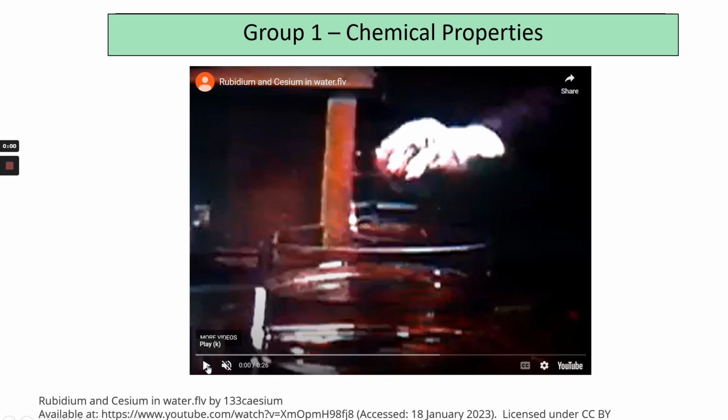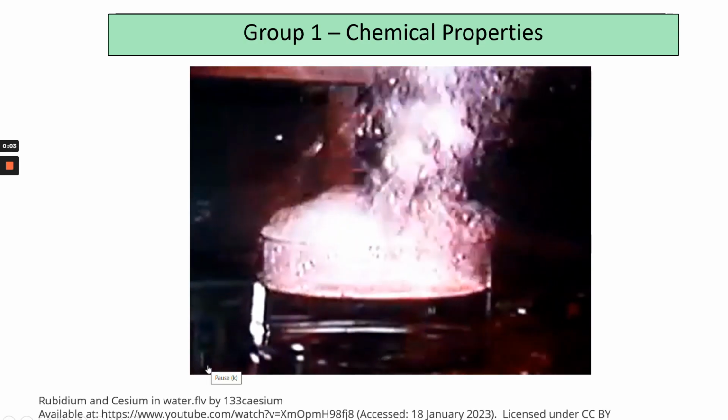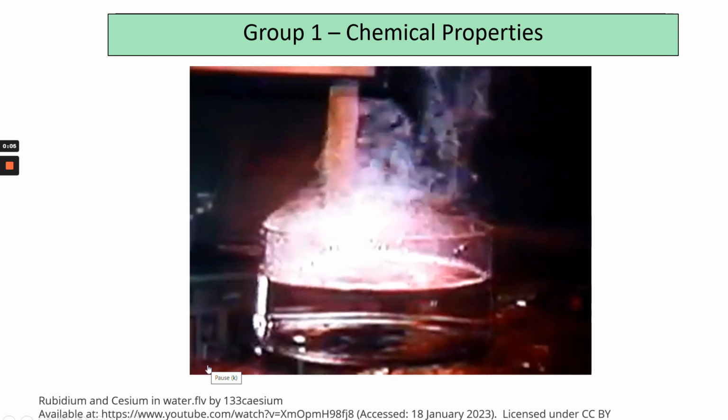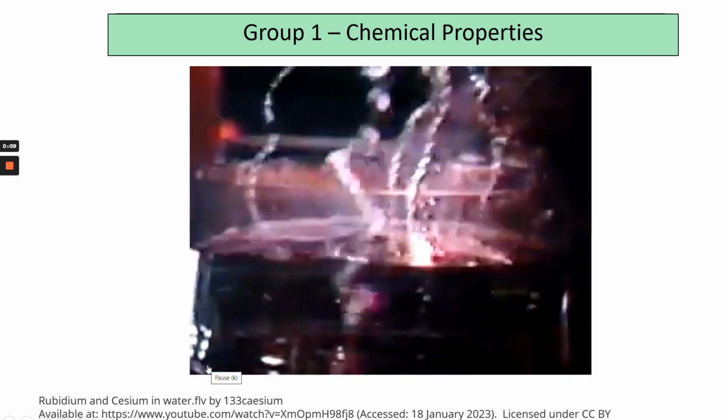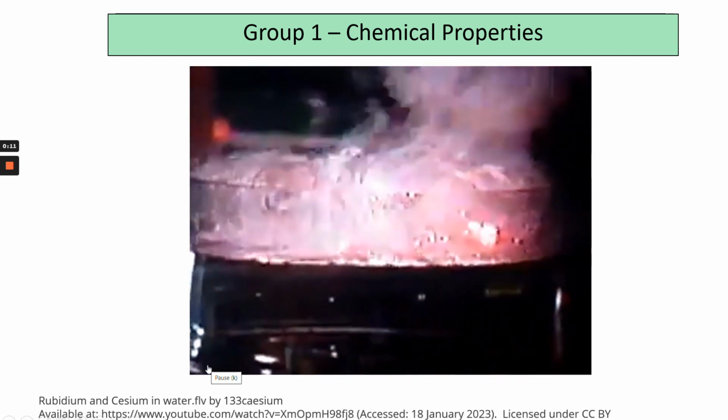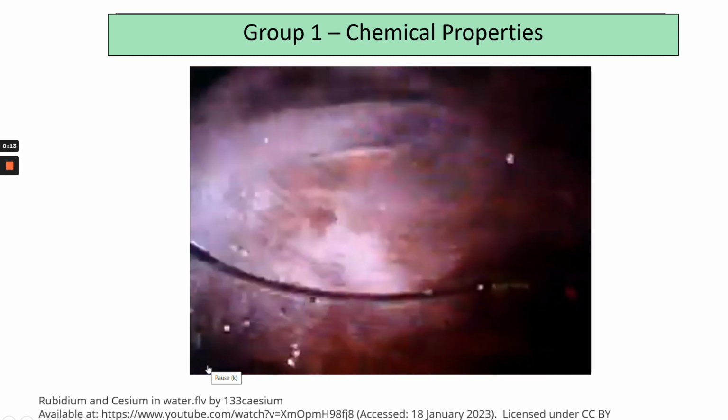Now let's focus on their chemical properties. In Lesson 10, we had a look at the reaction of the Group 1 metals with water. And a reminder here, they are extremely reactive. In fact, rubidium and caesium are highly explosive and produce lots of flames and sparks.